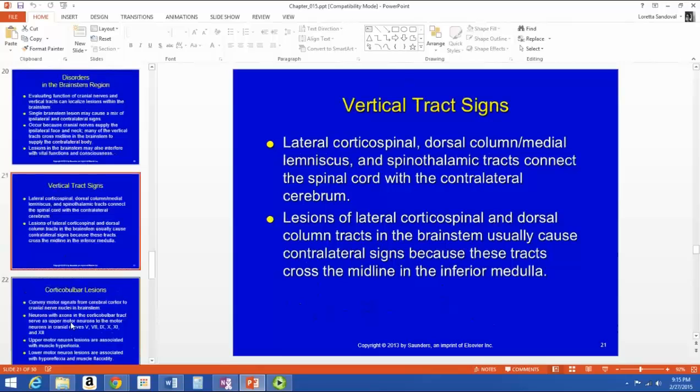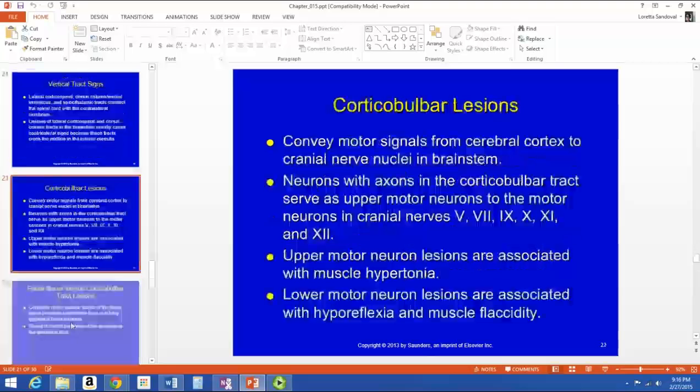Okay, so the lateral corticospinal, dorsal column, medial lemniscus, and spinothalamic tracts connect the spinal cord with the opposite side of the cerebrum, and they cross over in the medulla. The lesions of the lateral corticospinal and dorsal column tracts in the brainstem usually cause contralateral signs because the tracts cross the midline in the inferior medulla. So where that crosses over helps them localize the lesion, where the symptoms are. Kind of interesting.